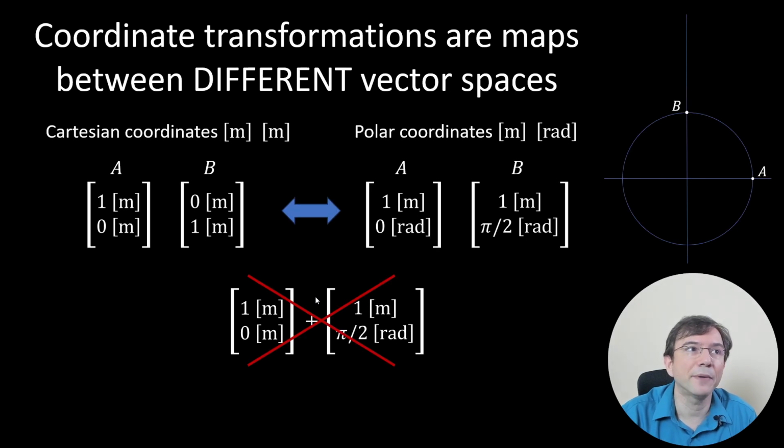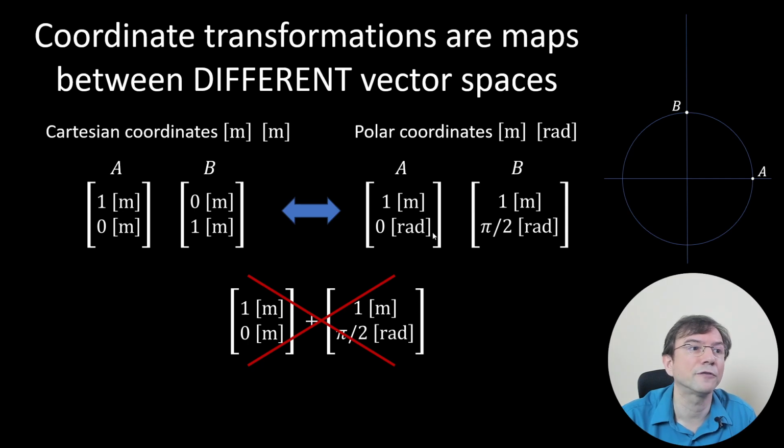So now what happens during coordinate transformation? Well, when we are doing coordinate transformation, we take an array, a vector expressed in some units, and we convert it to another vector, another array expressed in different units. So we have a map from meters and meters to meters and radians, and we can go hopefully back and forth.